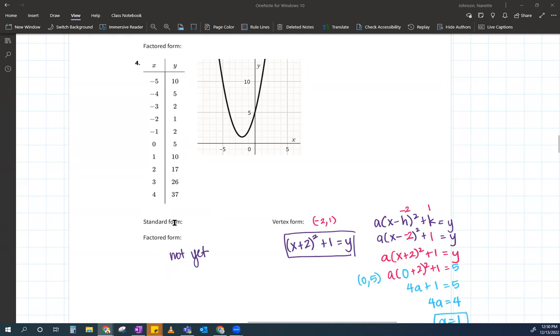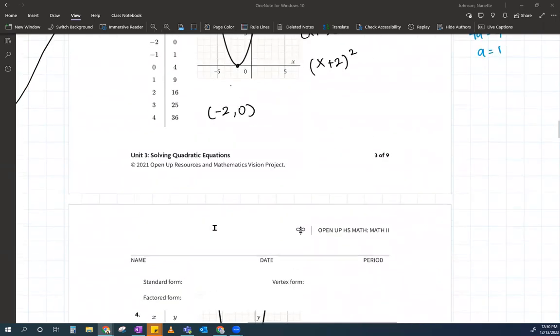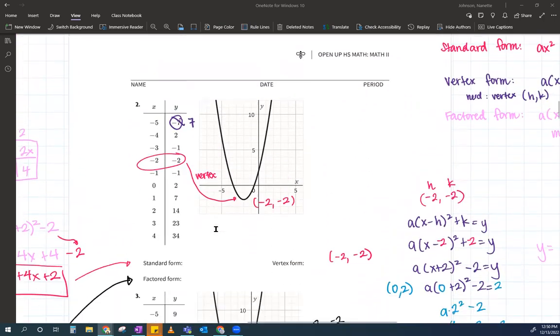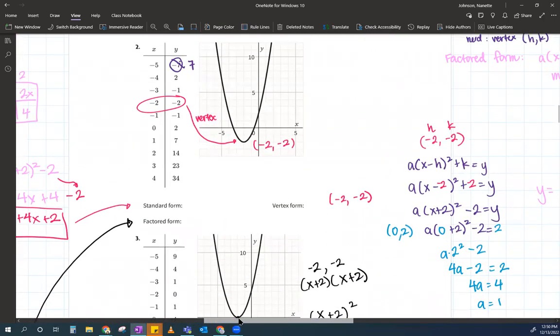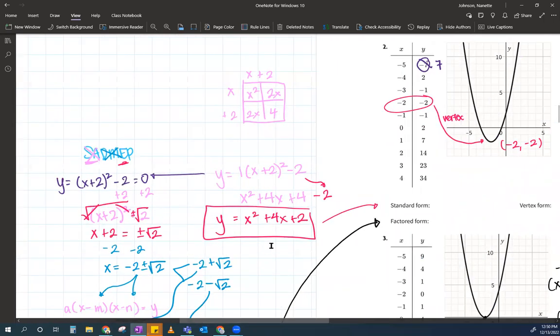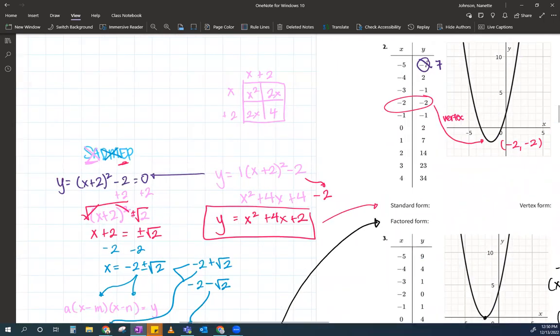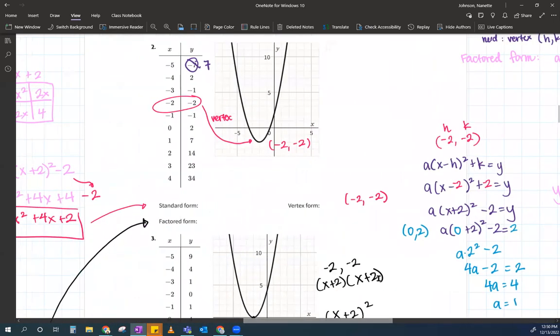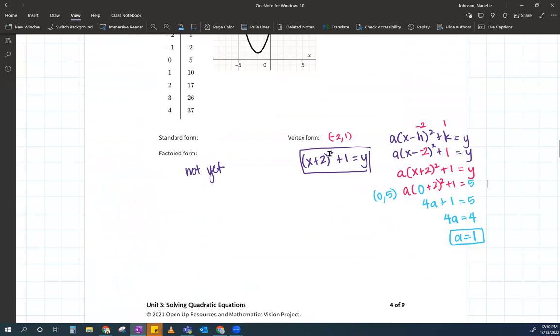So then how will I find standard form? Remember, standard form is that regular-looking form. Here, it's over here. Standard form looks like this, where it's all multiplied out. So how am I going to get standard form if this is all I have? What should I do here? What could I do to this thing? Hint, hint.